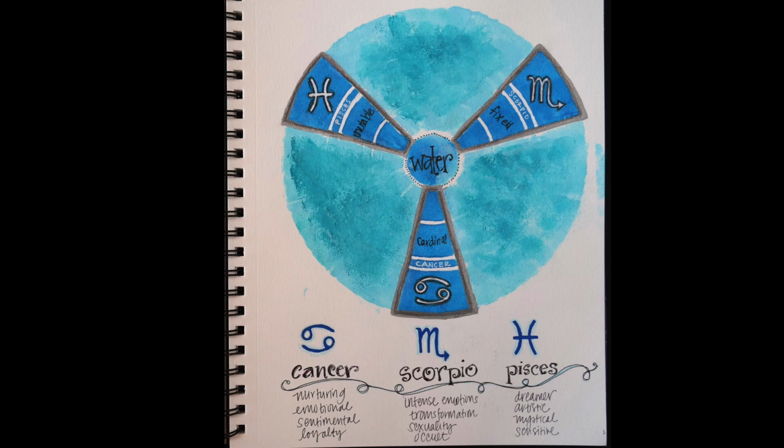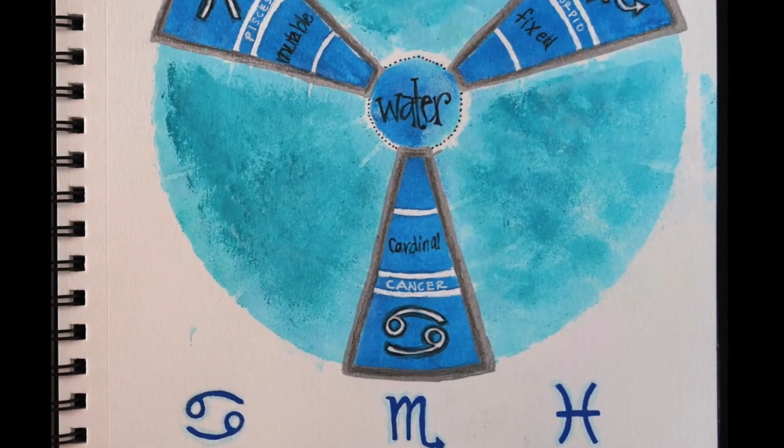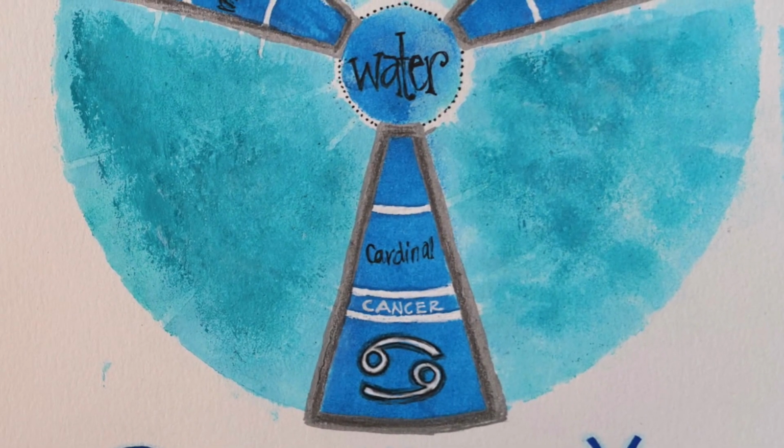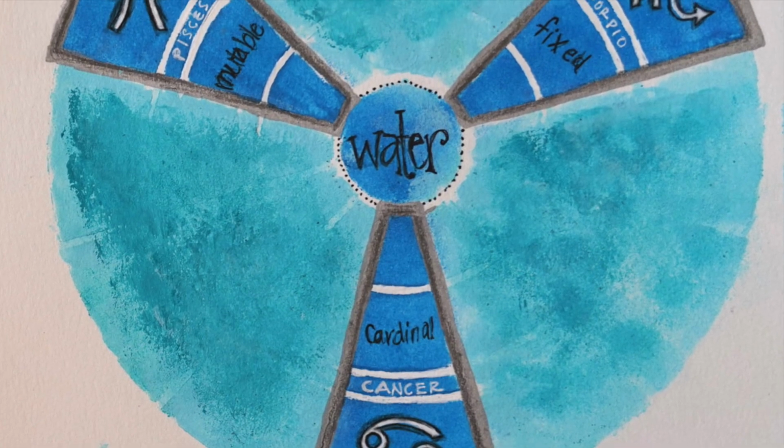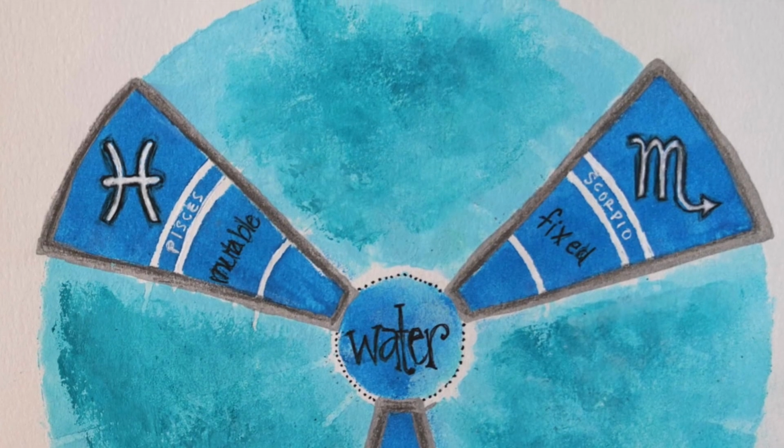So here's my zodiac chart to express the element of water, naturally working with blue tones. Notice in the spaces between where the zodiac signs are, I just kept layering on paint and building it up. I really liked that effect, almost like an ocean spray. The first element is Cancer, and it is a cardinal sign. The second is Scorpio. It is a fixed sign. And the third is Pisces, and that's a mutable sign.